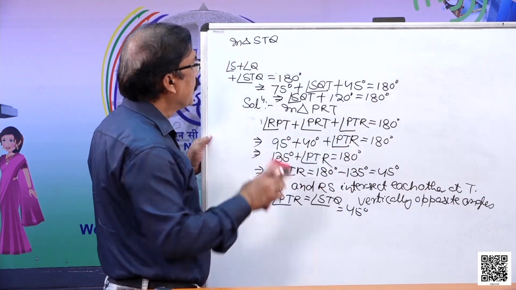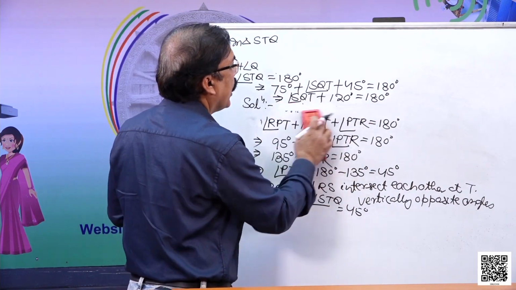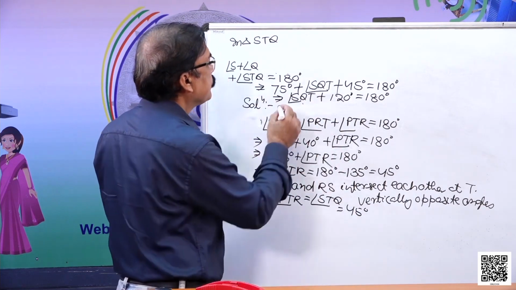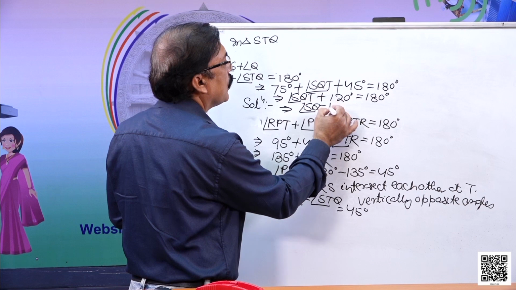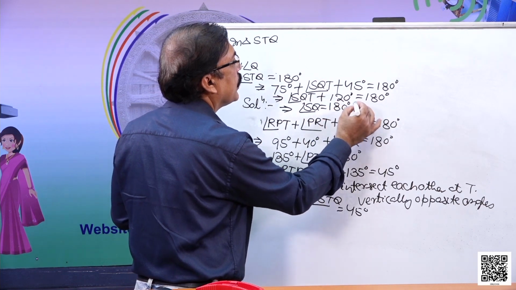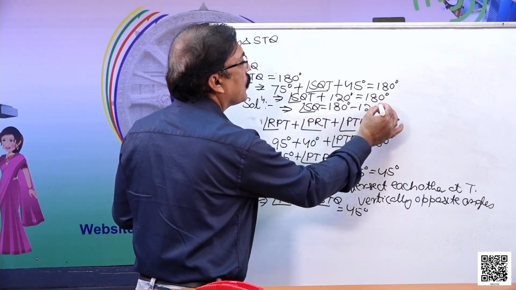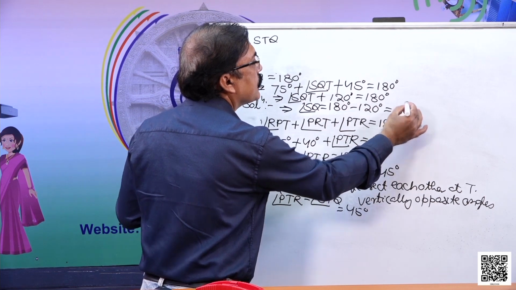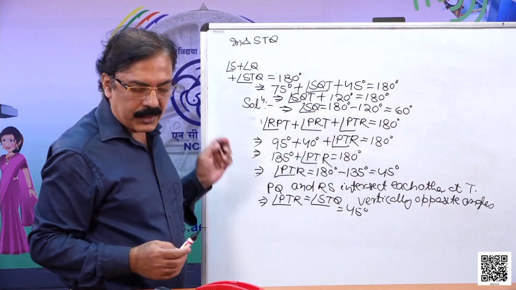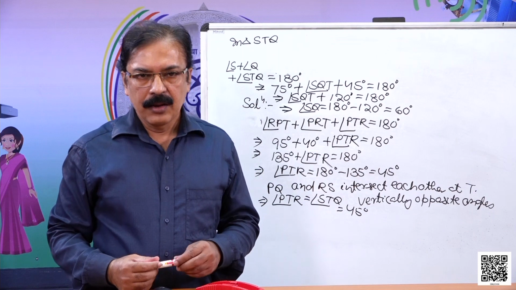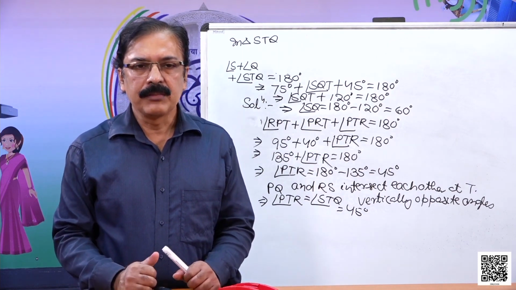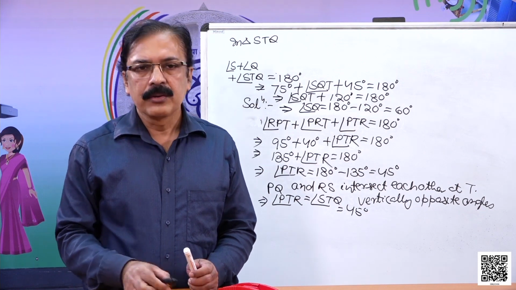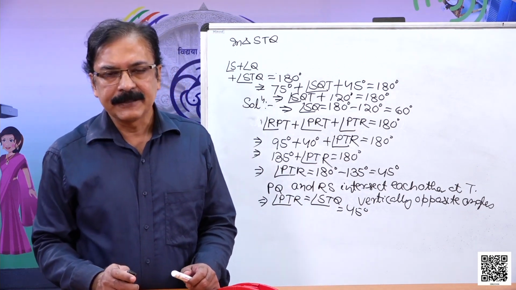So we get angle SQT is equal to 180 degree minus 120 degree, that is 60 degree. So from this solution we could apply the angle sum property to solve this. Now have a look to another question.